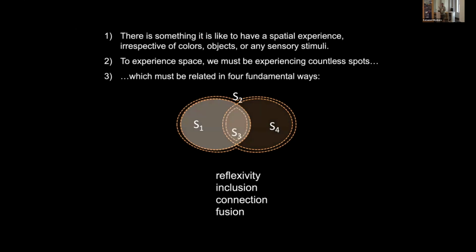Okay, so far I've said that there is something it is like to have a spatial experience, irrespective of colors, objects, any sensory stimulus. This is as qualitative as seeing colors. There must be a reason why my visual field feels extended but my gustatory field doesn't feel extended. So I have to explain the extendedness of visual experience. The second point is that to experience space, we must be experiencing countless spots and regions that I can resolve, and they must relate in exactly the right way. Among all the ways in which they relate, four seem to be more fundamental, which are these four.